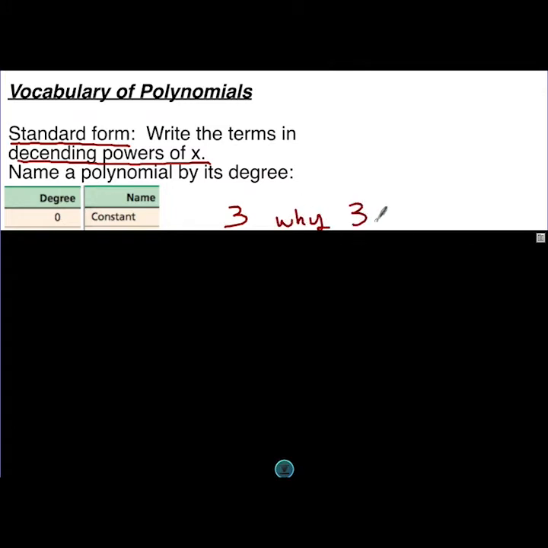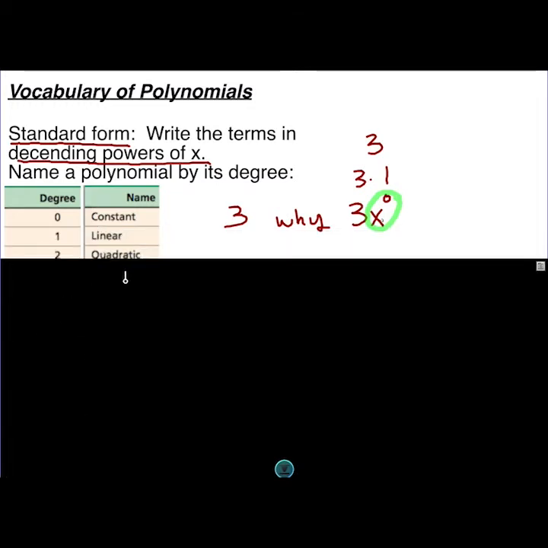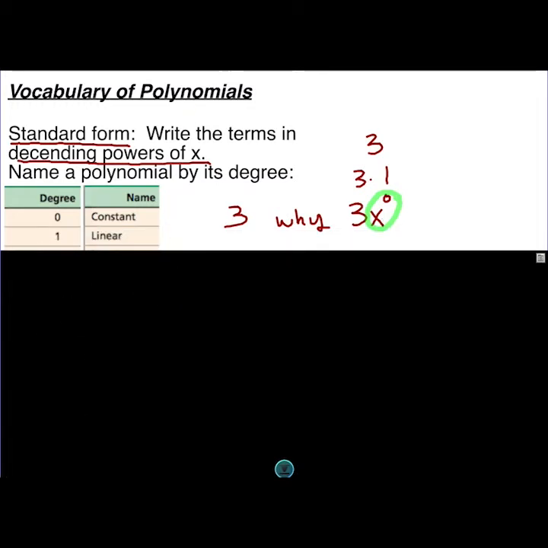Because 3x to the power of 0, x to the power of 0, this guy right here, is equal to 1. And 3 times 1 is equal to 3. All right, so like 3, 4, 10, -8. Any whole number is what we call a constant, has degree 0. First degree, we've seen stuff like this all the time in Algebra 1 and 2.